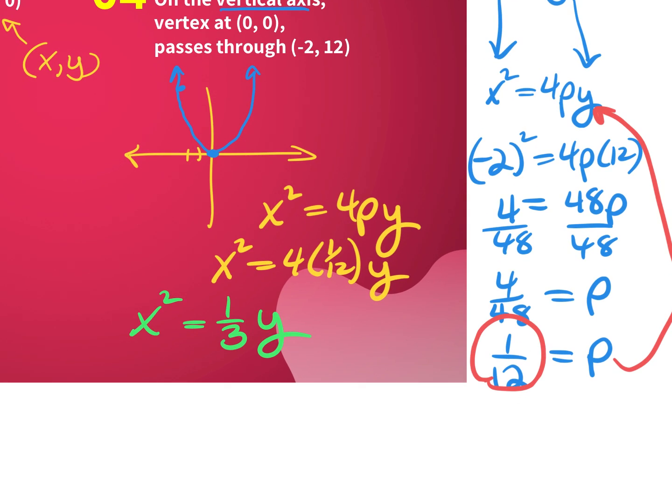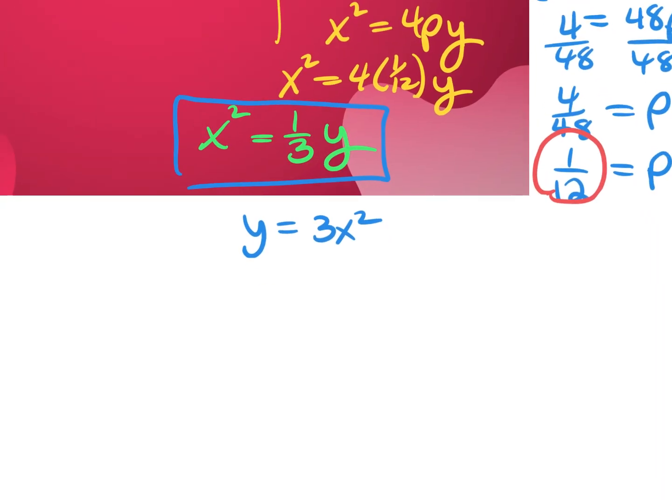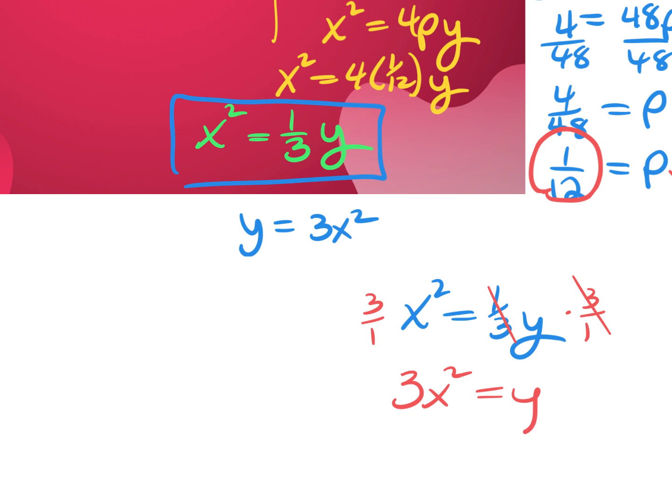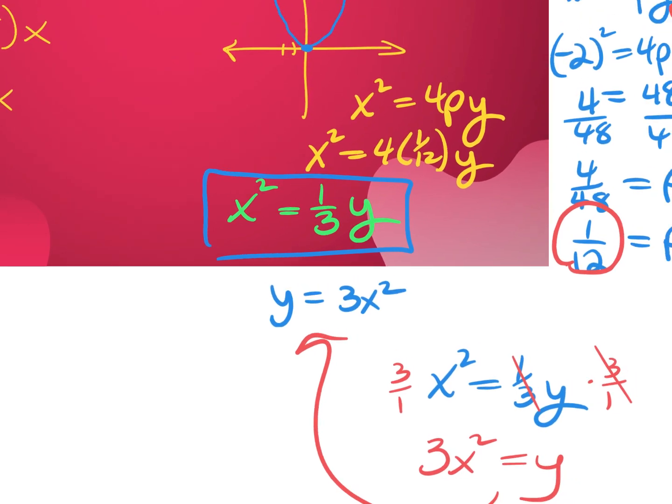What you're used to seeing is y equals 3x squared. This is what we're used to seeing. But I want the answers written like this. Because if you think about it, if we took this x squared equals 1/3 y, and we wanted to solve for y, what we're doing here is dividing by 1/3 or multiplying by the reciprocal. That cancels that, and then 3x squared equals y, which is that. So be able to manipulate it and see it both ways. But I want to see what I just boxed in blue, the green writing.